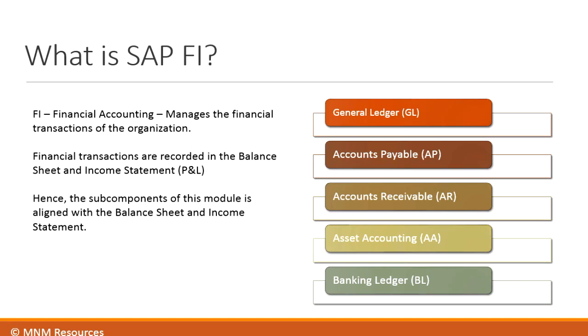Now you'll understand in more detail when you look at the subcomponents of the FI module. First is the general ledger. General ledger is where all the financial transactions are happening. Accounts payable: anything which you need to pay to someone is called accounts payable. For example, all your outstanding vendor payments, or if you have any outstanding loans from the banks, is all called accounts payable.